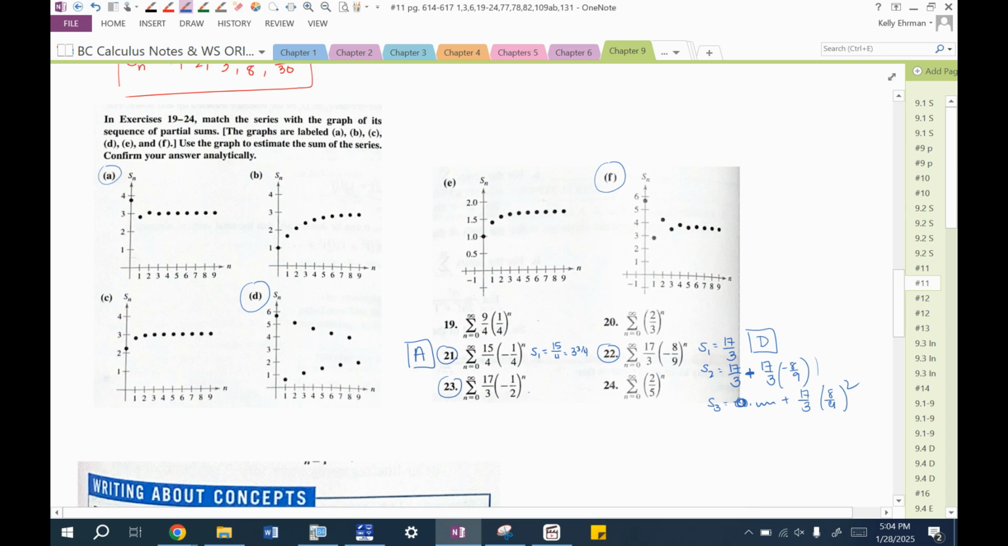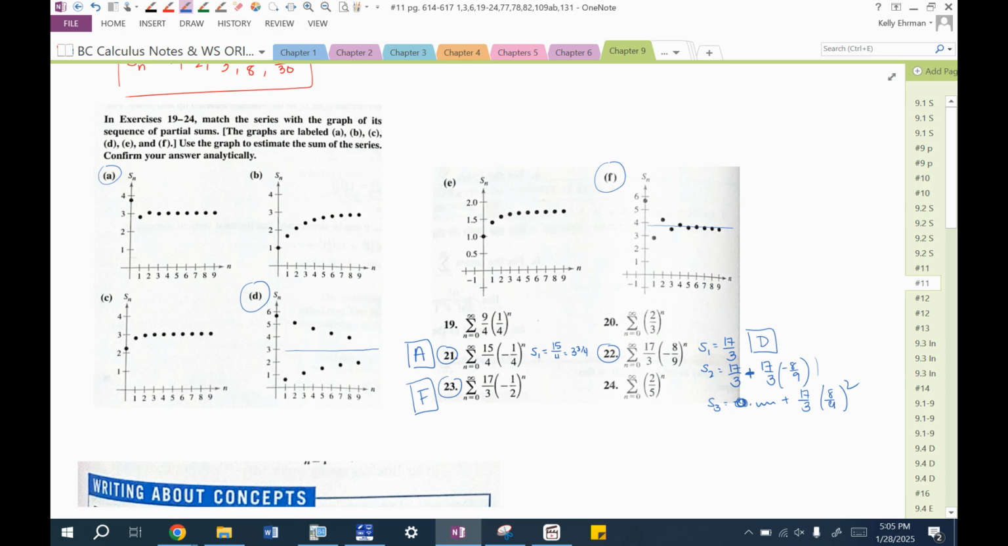So I feel like I did a bad job explaining that, but you could also take limits. These are all geometric, so you could also see what they add up to. And I think we're supposed to do that anyway. See what they add up to and see which one kind of matches that. Because see how this one is zeroing in on 3? This one is zeroing in closer to maybe 4. So we can kind of see that way too.